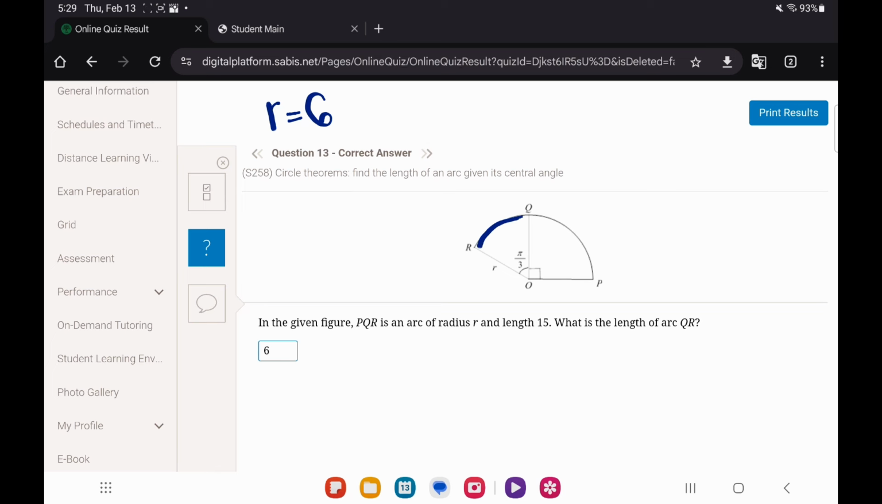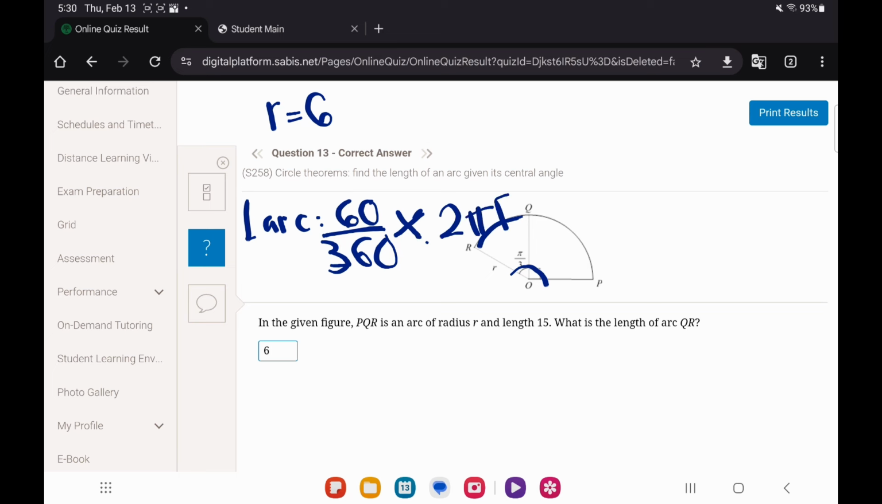We don't choose the angle 150. We don't use 150. We use only 60. So length of an arc equals 60 over 360 times 2 pi r. We can simplify this.